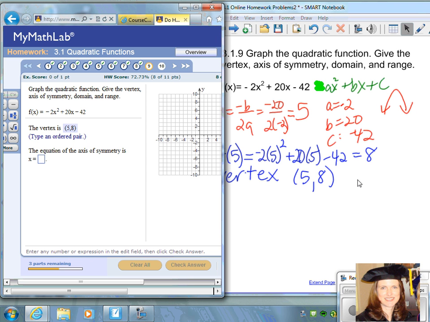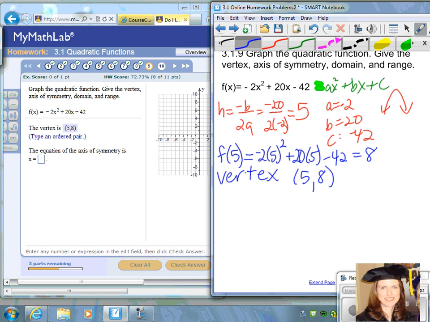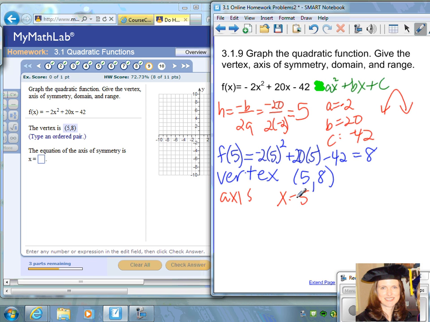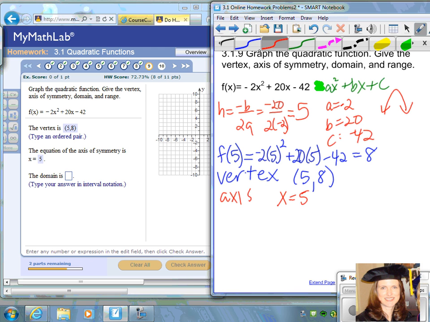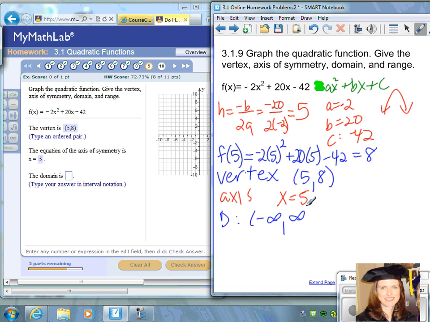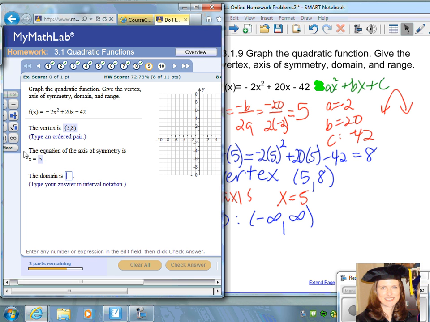The equation of the axis of symmetry. That axis of symmetry is going to be that line that goes right through the vertex. It's a vertical line through x equals 5. Whatever the x part of the vertex is, if the parabola opens up or down, is going to be your axis of symmetry. x equals 5. The domain is negative infinity to positive infinity, because you can plug everything into this function.